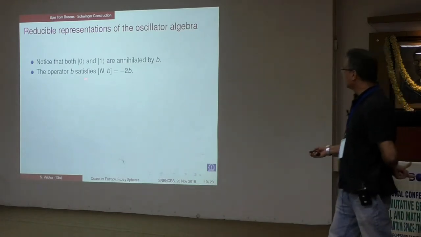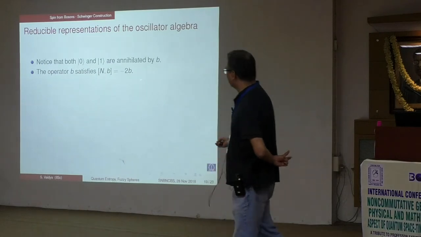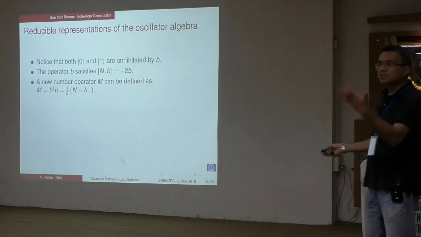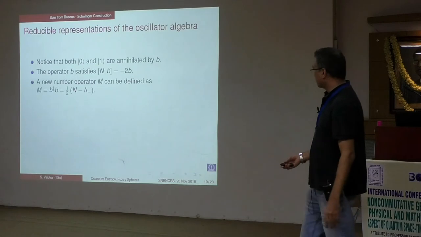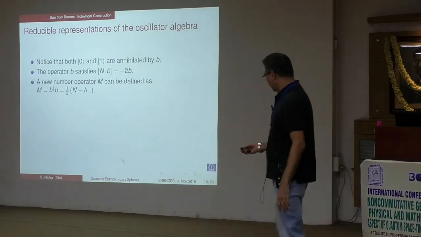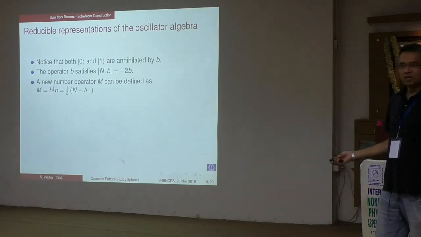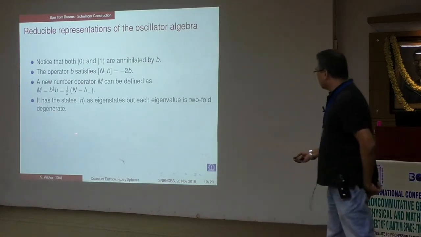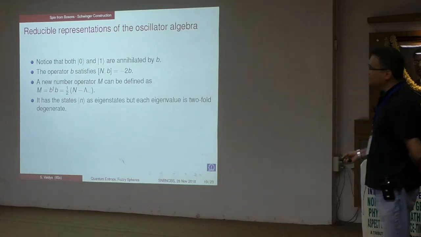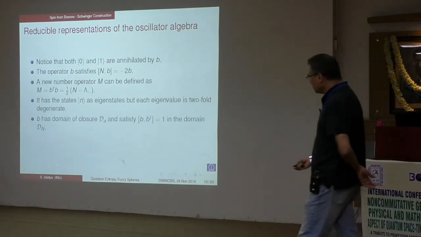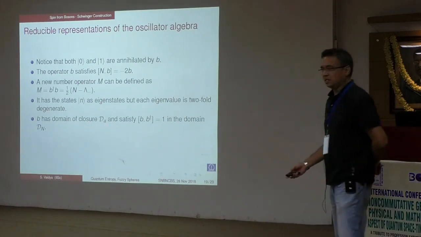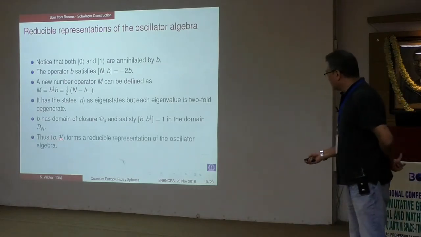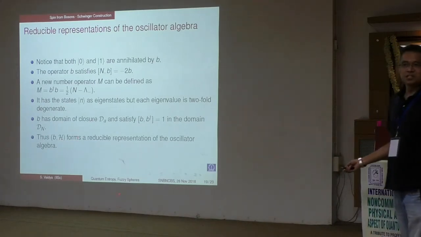And with a little bit of work, you can check that the number operator, its commutator with B, gives you minus 2B. So in other words, something that we noticed earlier is that B changes the quantum number by 2 quanta at a time. You can define a new number operator, B dagger B, and express it in terms of the original number operator and the projection. And in terms of these B's, the N's are the eigenstates, but each eigenvalue is now two-fold degenerate. This B has the same domain of closure as the A that I had written, namely the domain Dn. And the pair B, B dagger forms a reducible representation of the oscillator algebra.